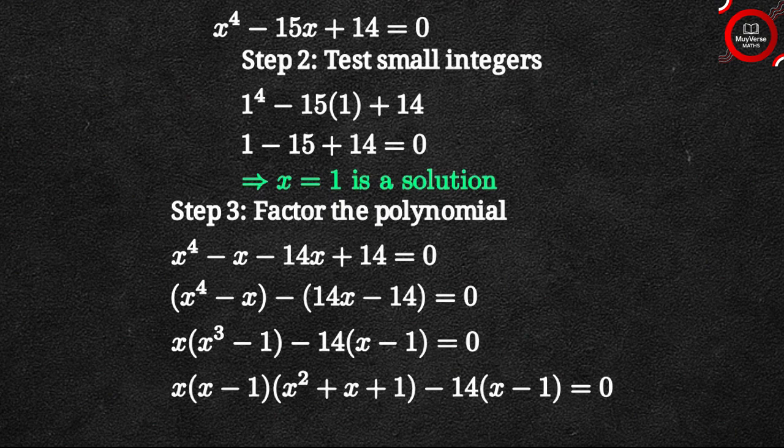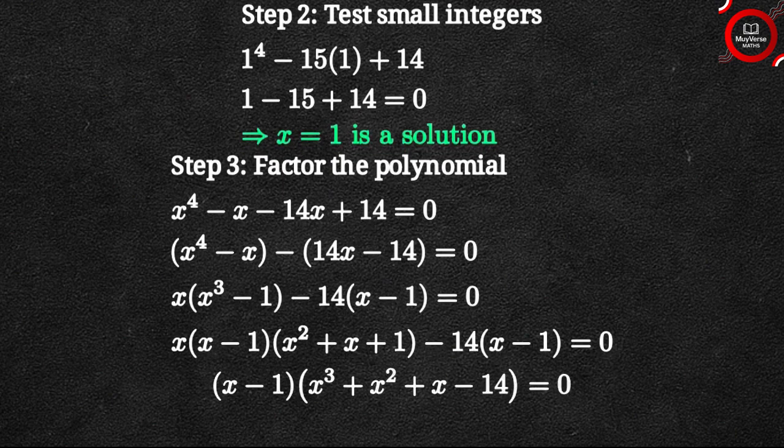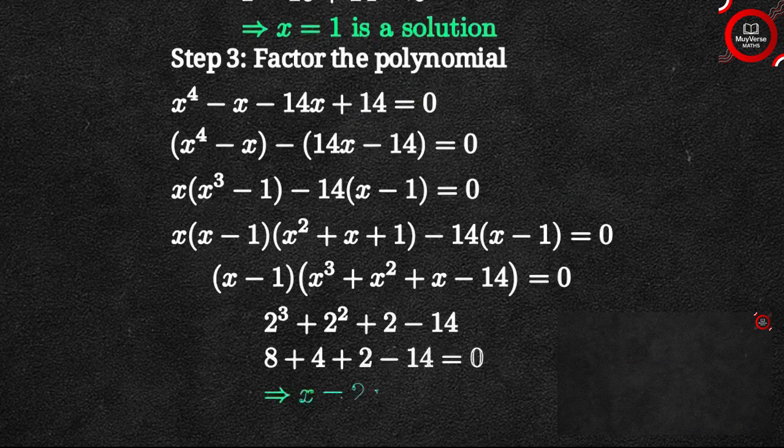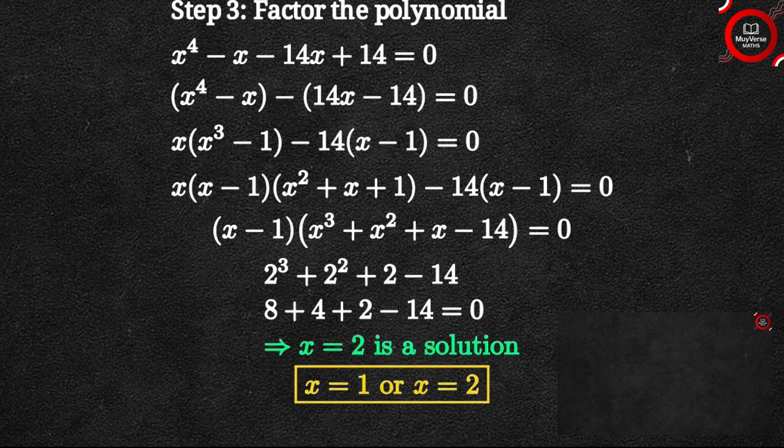Next, solve the cubic part by testing small integers. Try x equals 2. So our real solutions are x equals 1 and x equals 2. There are also complex solutions, but for real numbers, these are the answers.